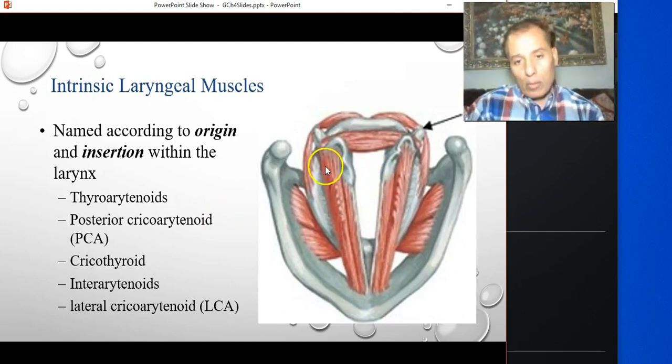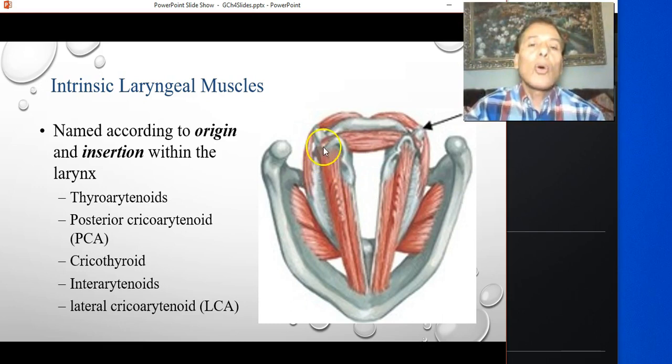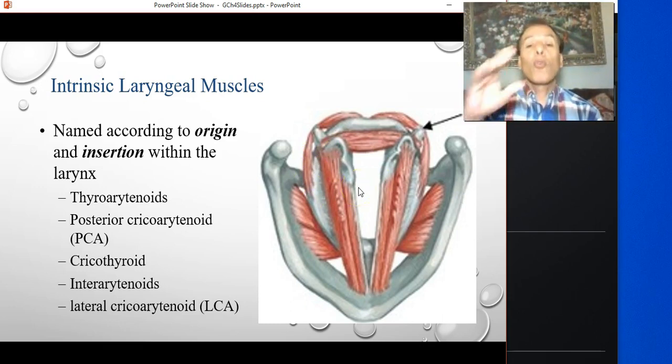If you look from above at the larynx, you will see these structures. Of course, this area is closed by membranes here, and only this area, the glottis, is open. But this is to show us the anatomy of the real vocal folds.